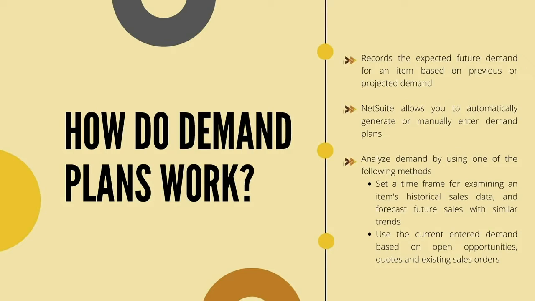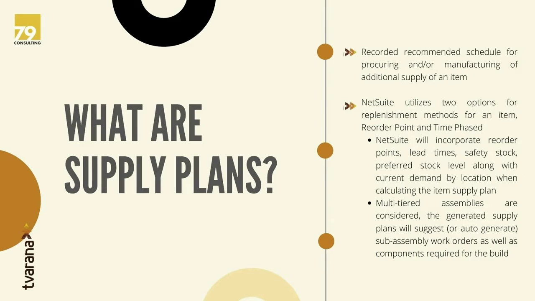Now let's see what supply plans are. Supply plans are the recorded recommended schedule for procuring and/or manufacturing additional supply of an item. NetSuite utilizes two options for replenishment methods for an item, reorder point and time phased. NetSuite will incorporate reorder points, lead times, safety stock, preferred stock level along with current demand by location when calculating the item supply plan. Multi-tiered assemblies are considered. The generated supply plans will suggest or auto-generate sub-assembly work orders as well as components required for the build.